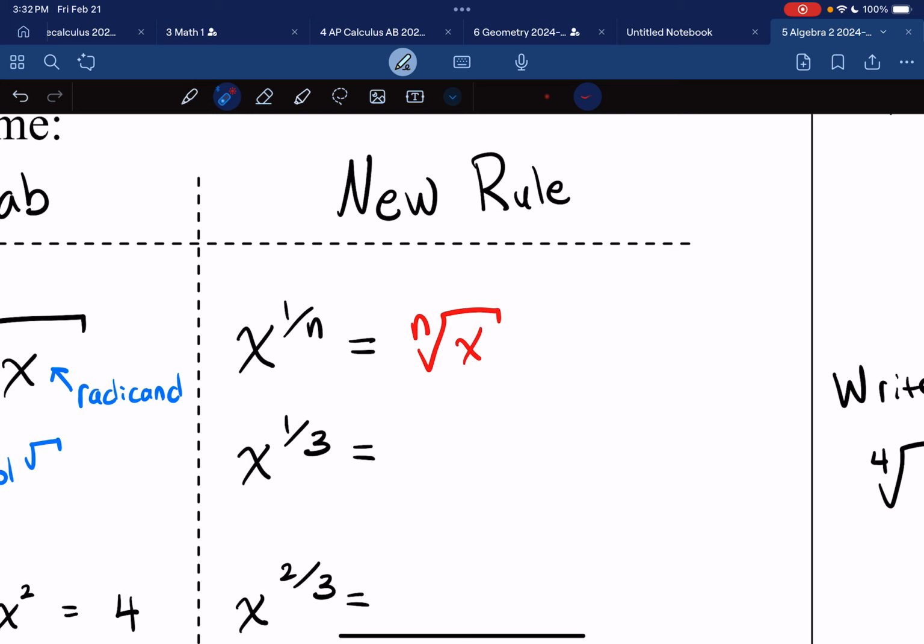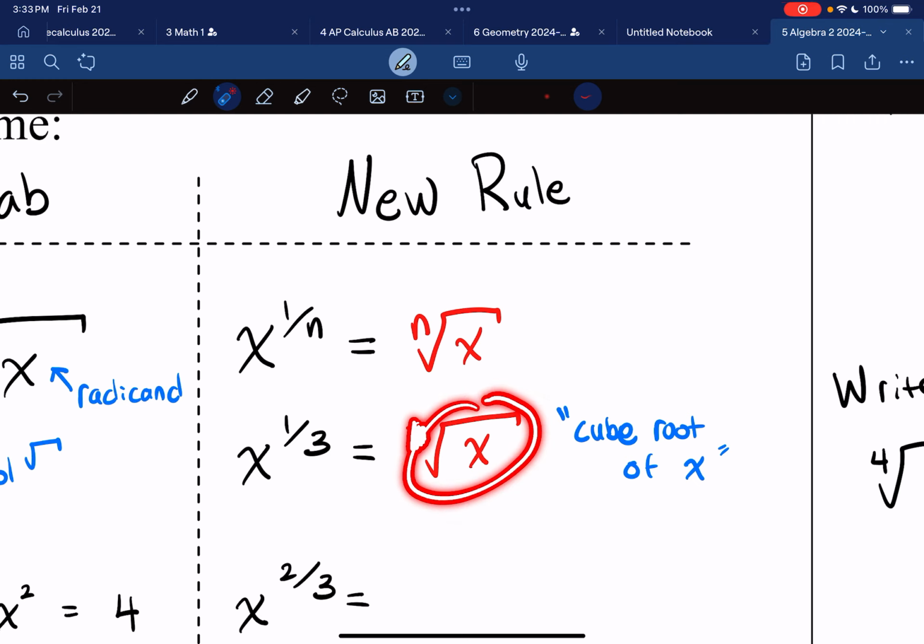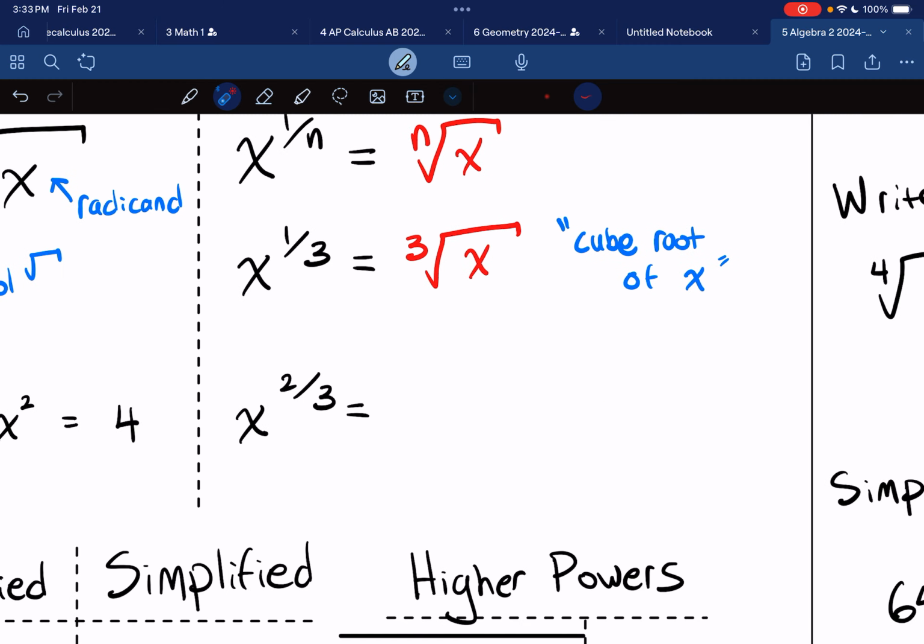So watch this. If I switch this n into a 3, then this n switches to a 3, and now I have the third root of x. This is pronounced the cube root of x. Just as if I had no number here, pretend that wasn't here, I would pronounce this the square root of x. This is not a square root symbol, it's a radical symbol, just to clarify that.